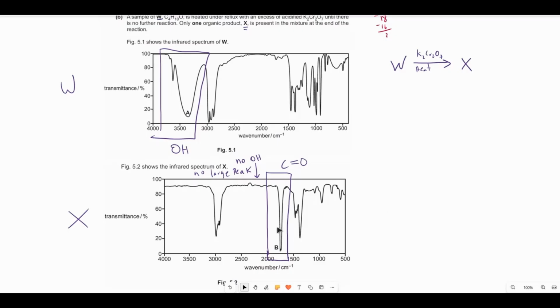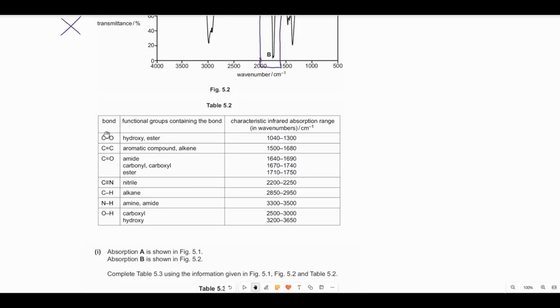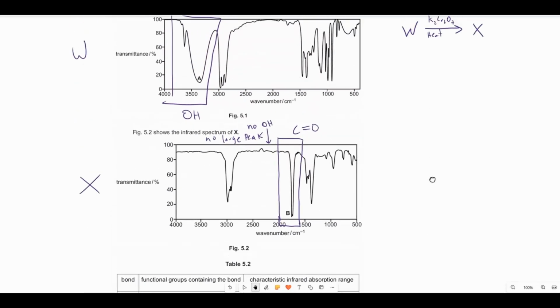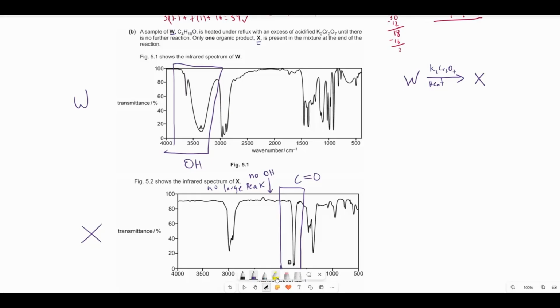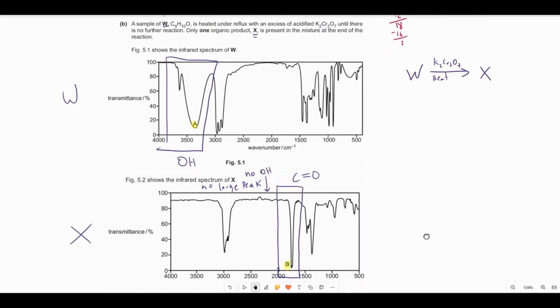So let's look at the actual question, right? Because we haven't read the question. So they give us the chart for our IR spectrum. And then it says, in question I, absorption A is shown in figure 5.1, absorption B is shown in figure 5.2. So we're looking specifically at A, the peak that we highlighted before as being an OH peak, and B, the peak we highlighted as being the carboxylic acid or the carbonyl peak. Now we can double check that, right?